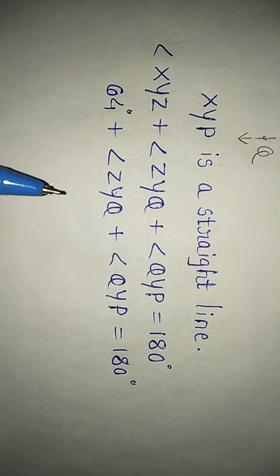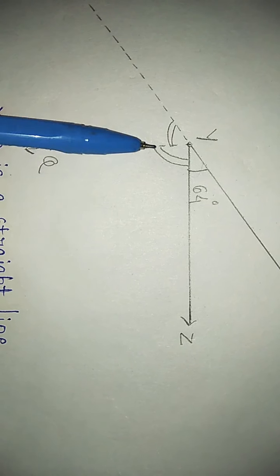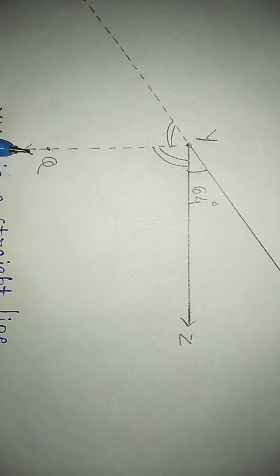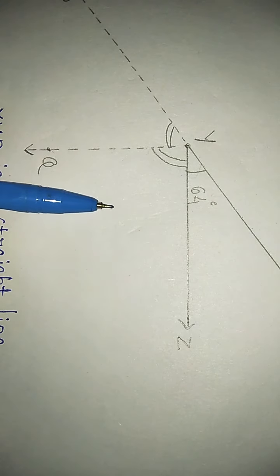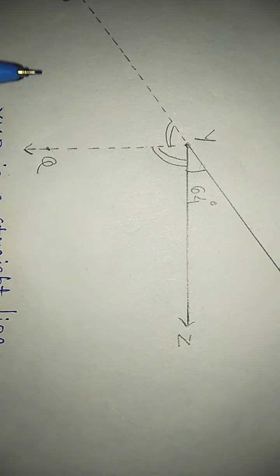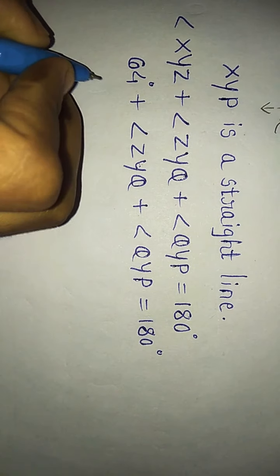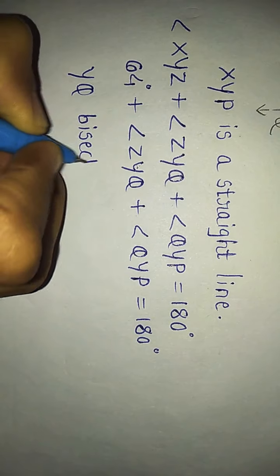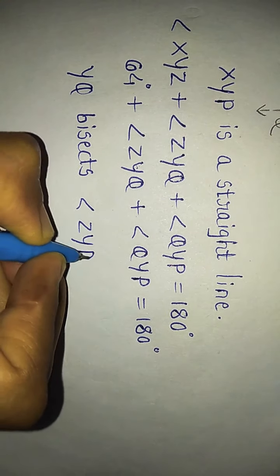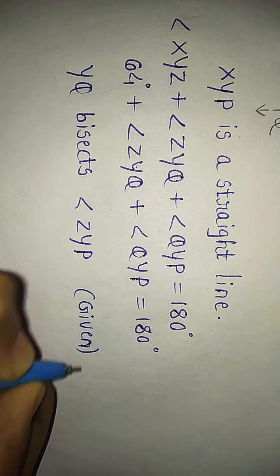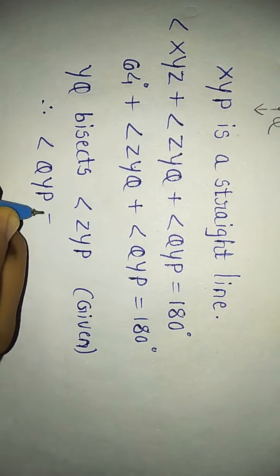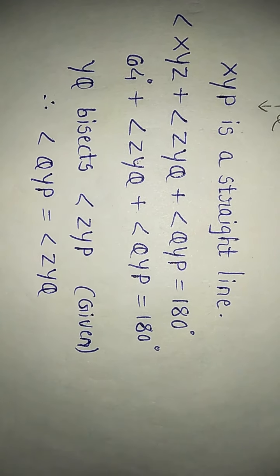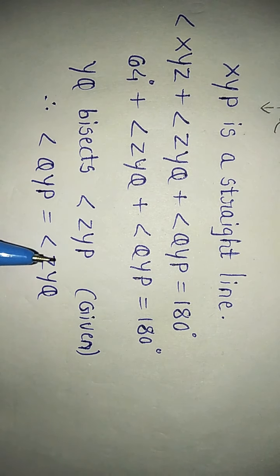Now, we know that YQ is a bisector of ZYP. It is given in the question, right? That means these two angles will be equal. Which two angles? Angle QYP will be equal to angle ZYQ. Let us write: YQ bisects angle ZYP. Why have we written this? It is given. If YQ bisects angle ZYP, it forms two equal angles, which is angle QYP equal to angle ZYQ. These two angles will be equal because YQ bisects angle ZYP.